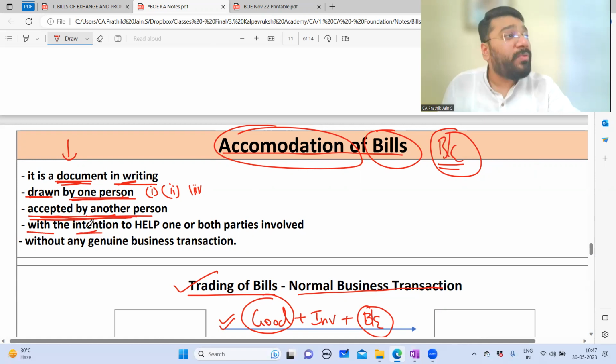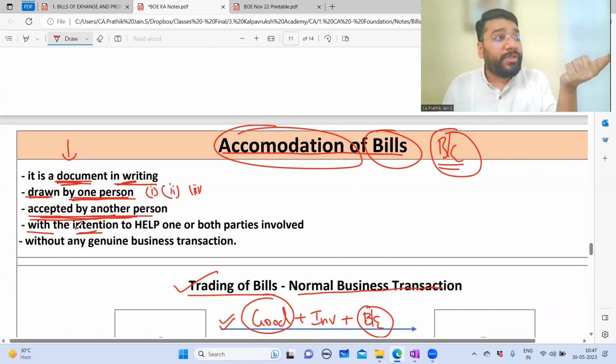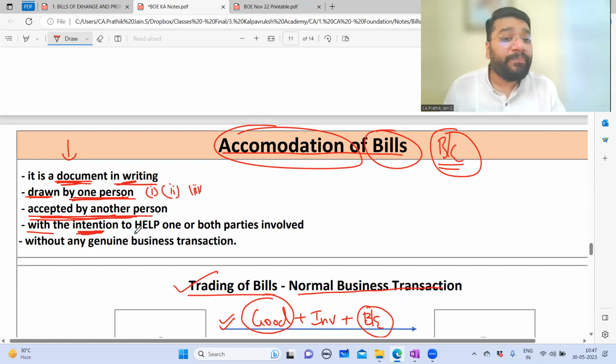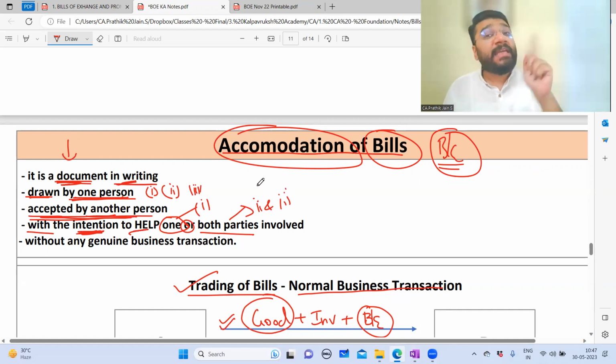With what intention? Somebody is accepting to pay the money in future, when he has not enjoyed the goods or the service, and still is accepting to make the payment. Why? Because his intention is to help one of the parties, or the intention is to help both the parties. To help one person means case 1. To help both the parties means case 2 and case 3. In case 2 and case 3, guys, can I say even B is being helped? In case 1, A drew the bill on B. B accepted.